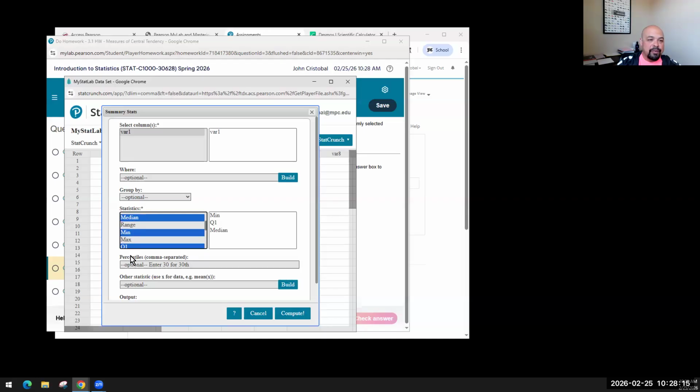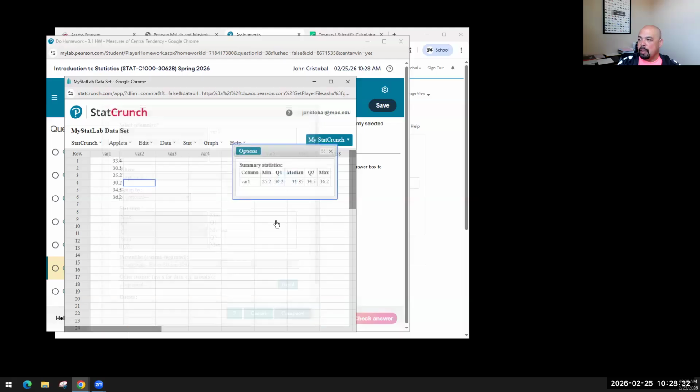And then if I want to find the median next, you can go in any order you want to, truthfully, but I'll just make it follow that five-number summary. Median, right? Holding down control, Q3, and then our maximum, right? So there's my five-number summary. Minimum, first quartile Q1, median, third quartile Q3, and max. Compute. And there we go. So it gives us our five-number summary.